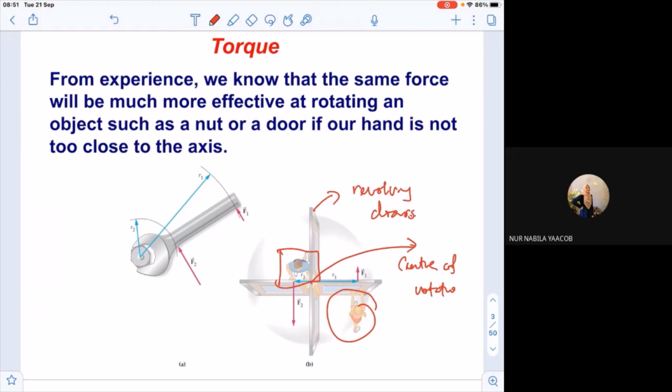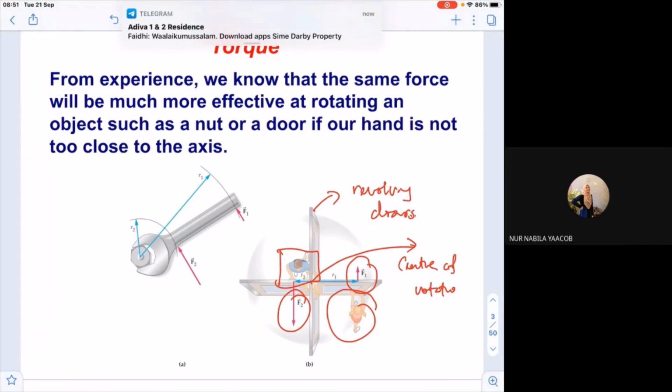That means the man and the girl are both applying some force. The girl is applying F1 while the man is applying F2. But the main difference between the man and the girl is just the distance at which they apply the force, the distance from the center of the rotation, which gives a different value for the man and the girl.